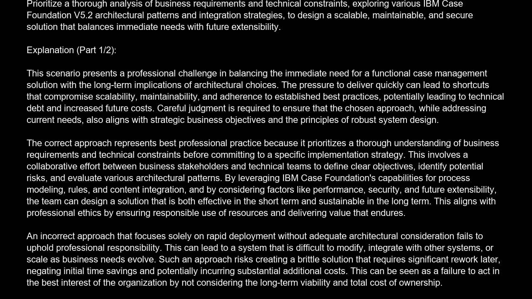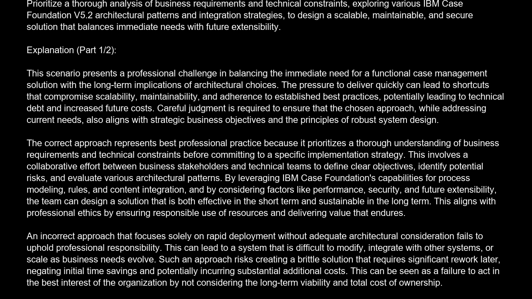Explanation. This scenario presents a professional challenge in balancing the immediate need for a functional case management solution with the long-term implications of architectural choices. The pressure to deliver quickly can lead to shortcuts that compromise scalability, maintainability, and adherence to established best practices, potentially leading to technical debt and increased future costs. Careful judgment is required to ensure that the chosen approach, while addressing current needs, also aligns with strategic business objectives and the principles of robust system design.